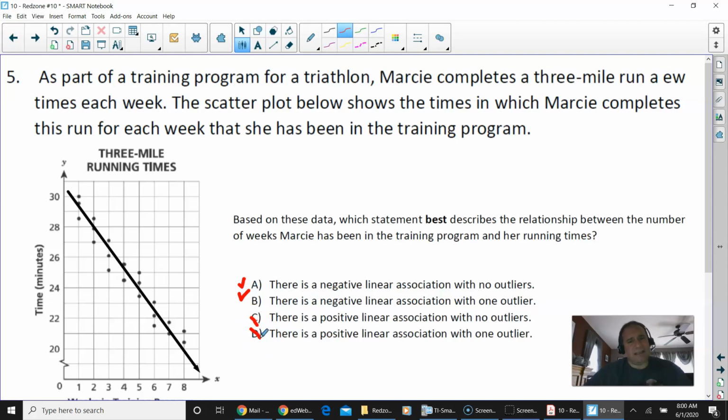Do you see an outlier? Because this says negative linear association with no outliers, and there's a negative linear association with one outlier. Is there an outlier here? If you said no, you are correct. There is no outlier. A is your answer. And that's it. Hopefully you got that one.